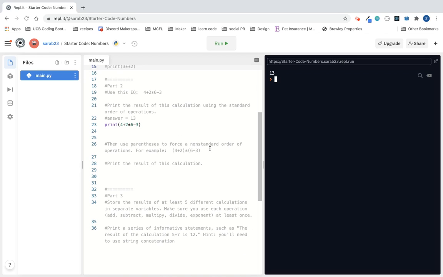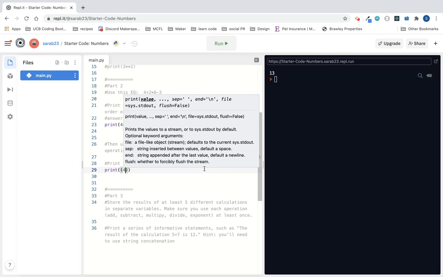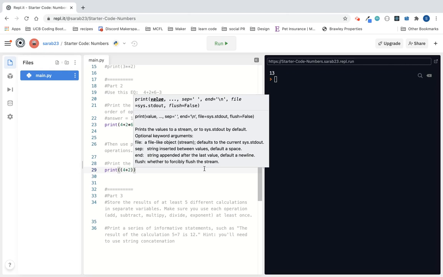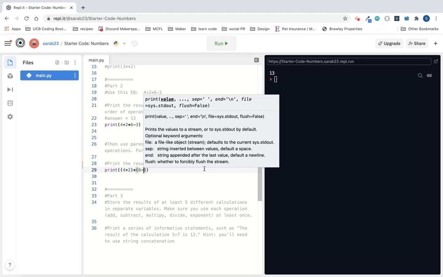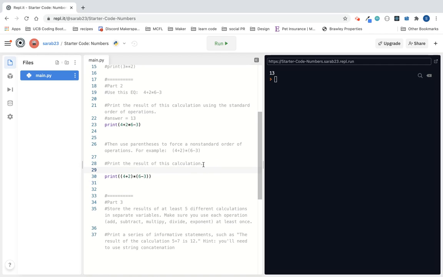However, let's try to force a non-standard order. So we will add our own parentheses. So let's print, and we can do inside 4 plus 2 times 6 minus 3. So 4 plus 2 is 6, and 6 minus 3 is 3. So 6 times 3 is 18. So we're going to add a comment. Answer equals 18. That's what we expect. Let's run it. And that is what we get, 13 and 18.